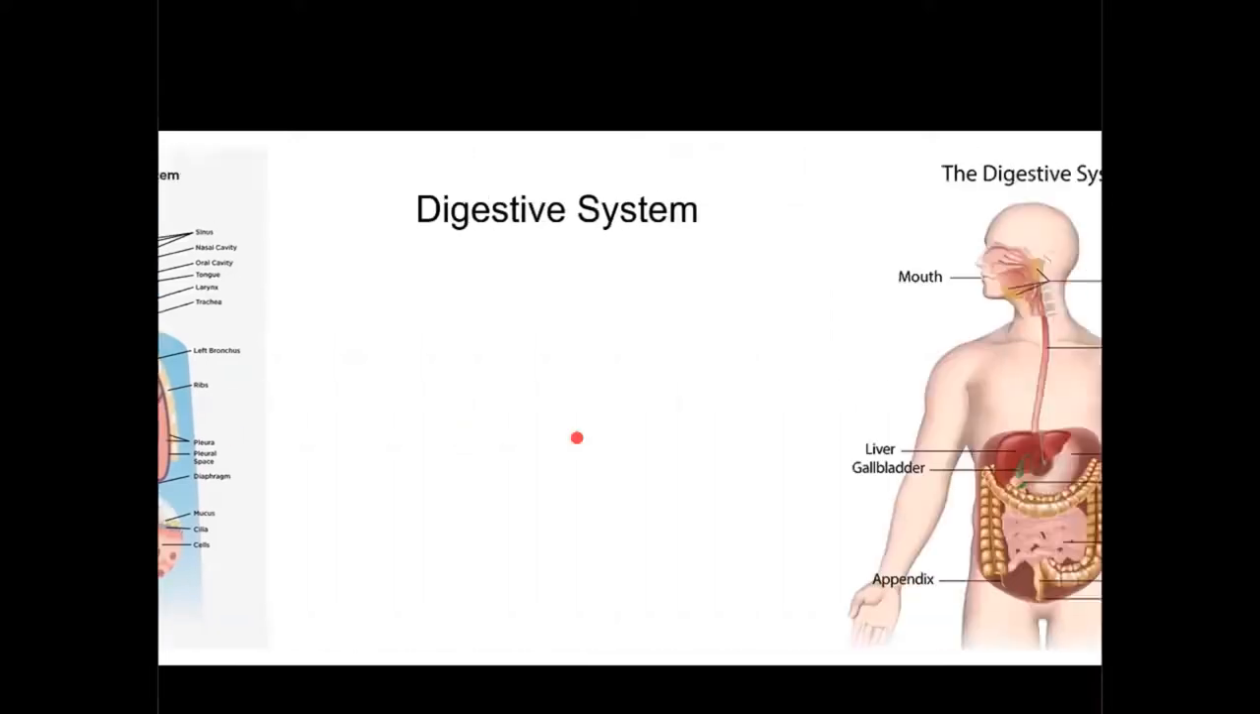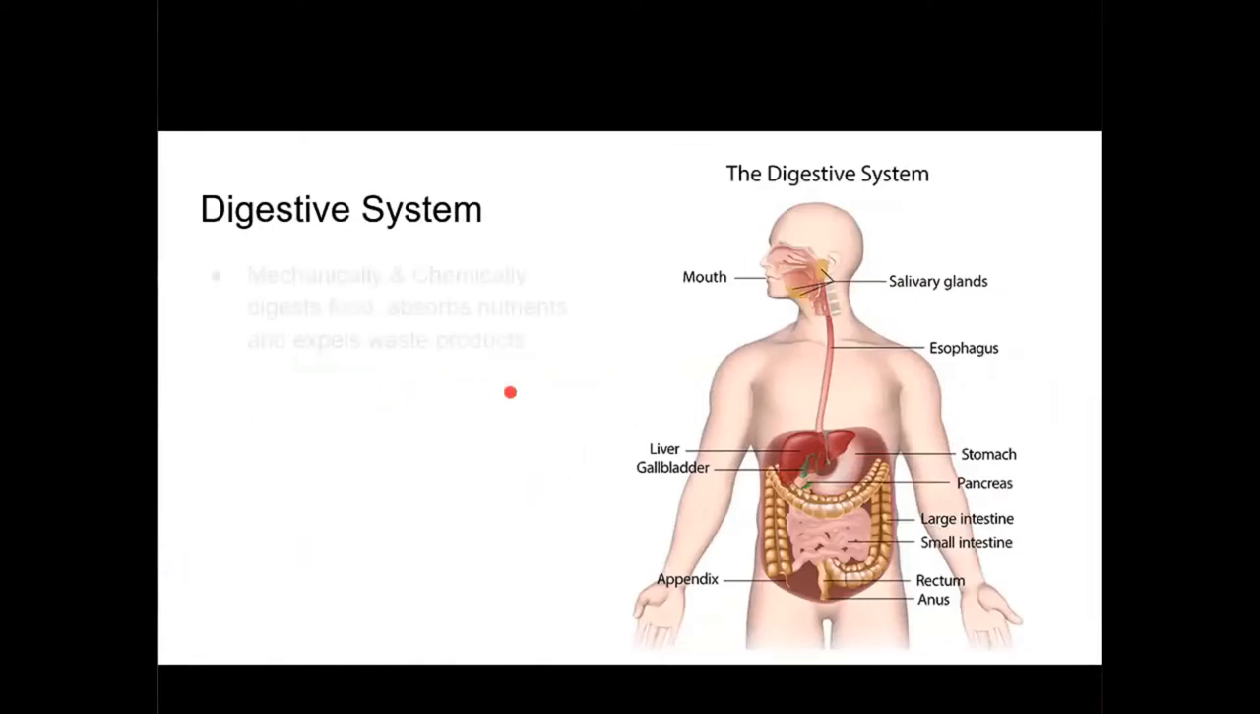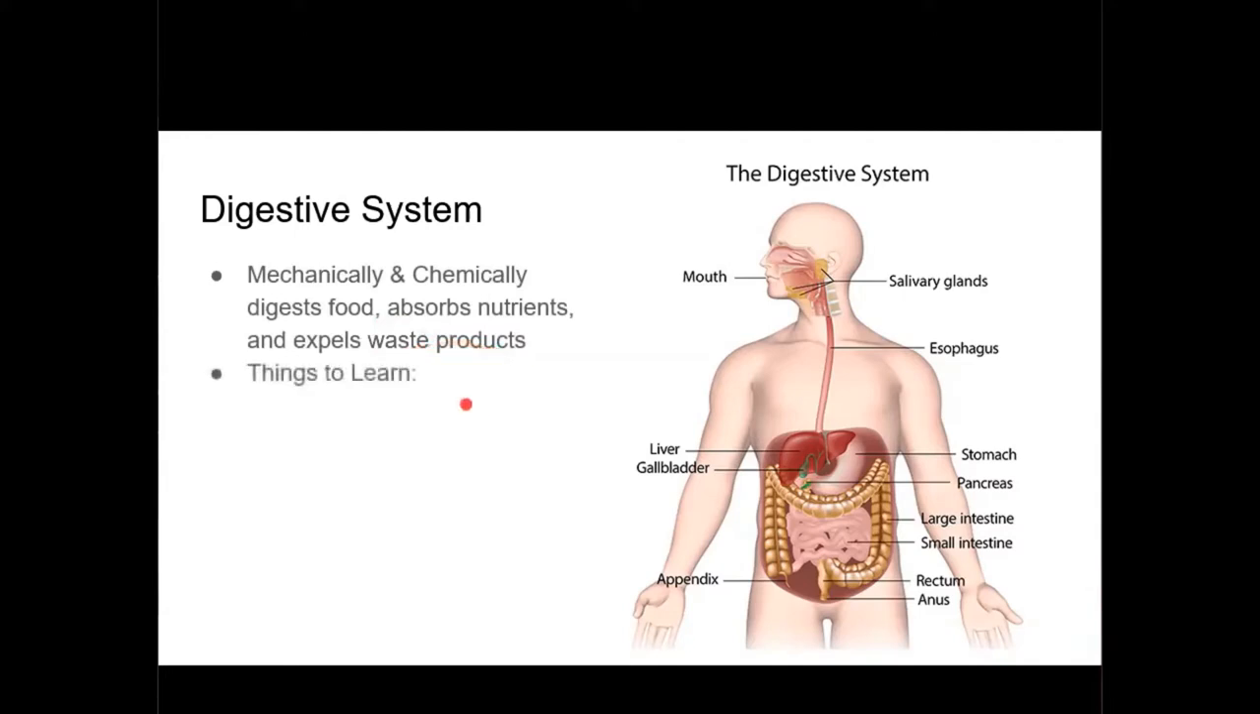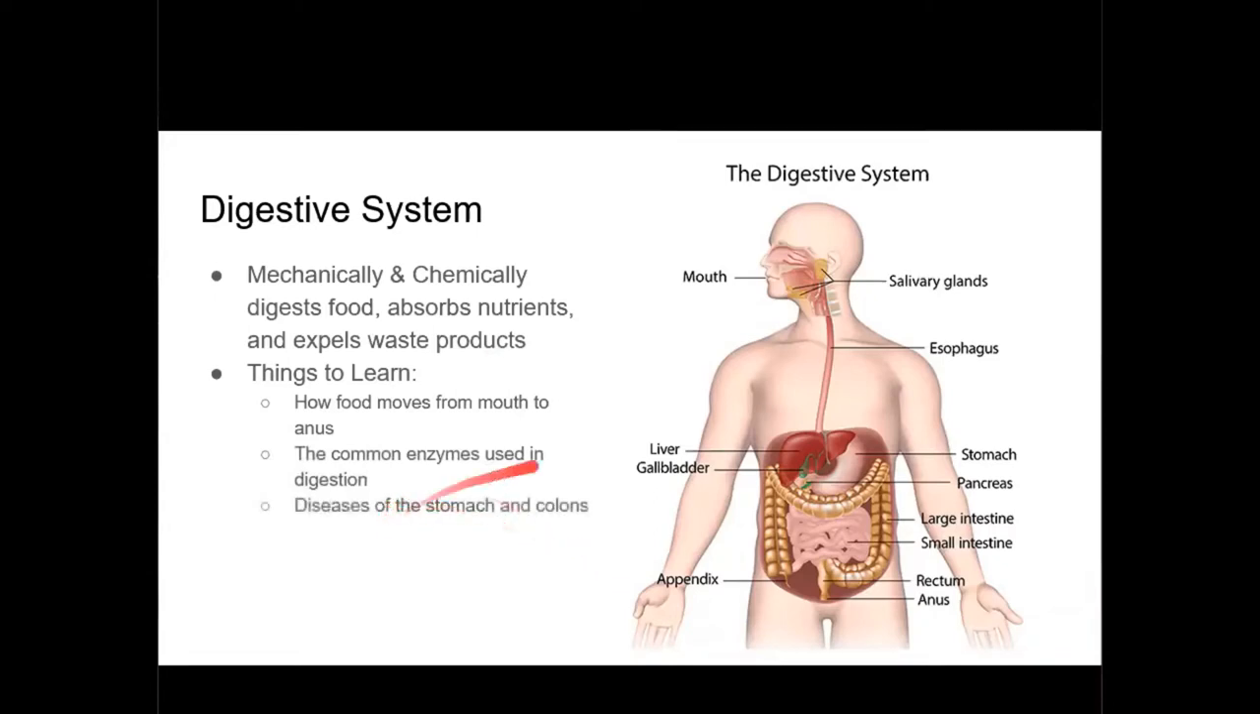Okay. Next, we're going to talk about the digestive system. So the digestive system mechanically and chemically digests food, absorbs nutrients, and expels waste products. So some key things you want to know are how food is moved and processed by the human body, the common enzymes that are used in the digestion process, and of course, the various diseases of the stomach and colon.